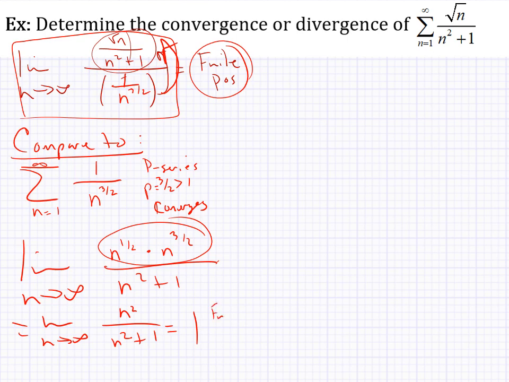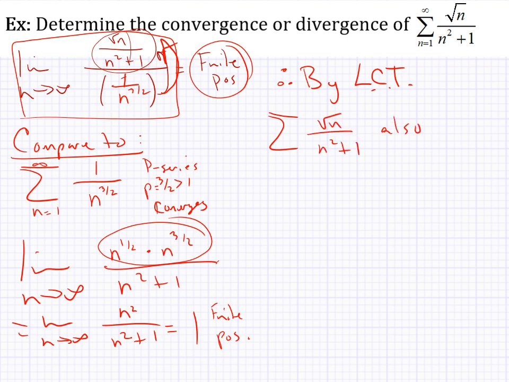Finite positive. Therefore, by limit comparison test, LCT, the sum of the square root of n over n squared plus 1 also does the same thing that this one does: converges.